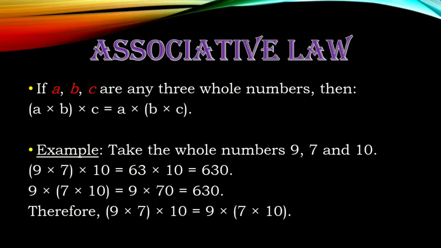Now we shall change the grouping. If we multiply 7 by 10, the product is 70. And if 70 is multiplied by 9, the product comes out to be 630. Therefore, 9 multiplied by 7 and then multiplied by 10 is equal to 7 multiplied by 10, then multiplied by 9. So associative law is proven for multiplication.